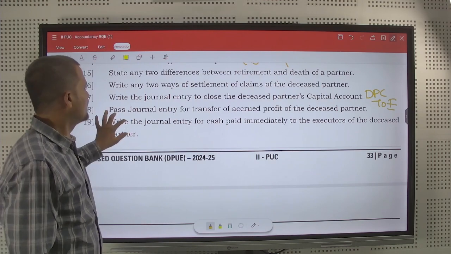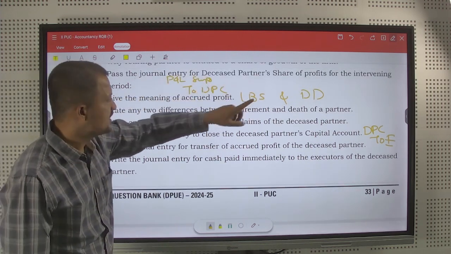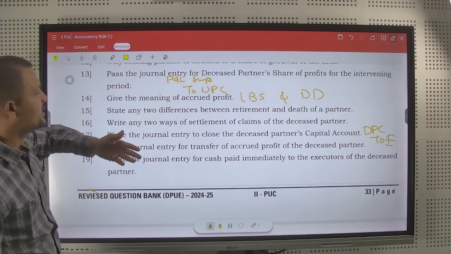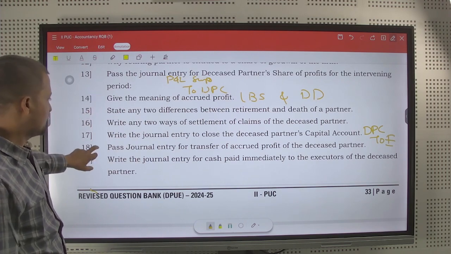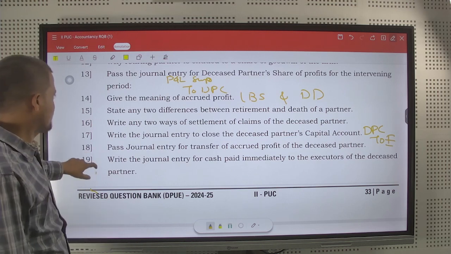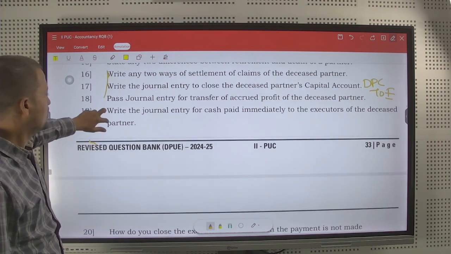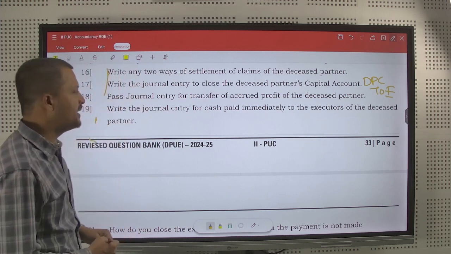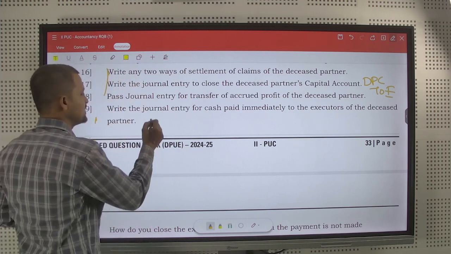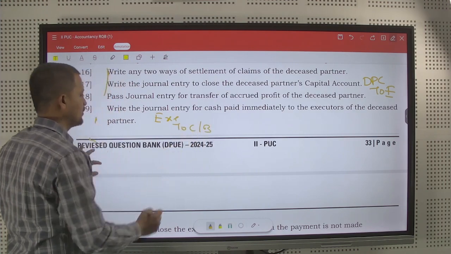Pass journal entry for transfer of accrued profit. Already we have done this, I think. Pass journal entry for the deceased partner's share of profits for the intervening period. The same entry will be passed here again, accrued profit of the deceased partner. Then next is write a journal entry for cash paid immediately to the executor of the deceased partner. It is executor account debit to cash or bank account.